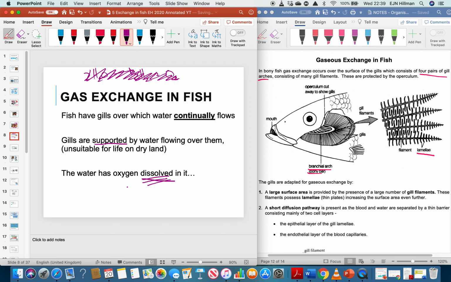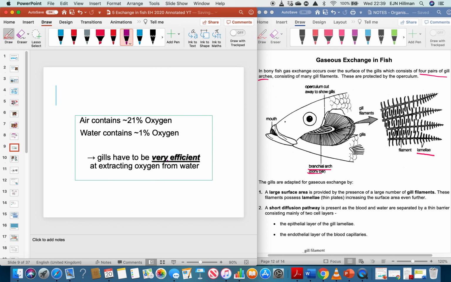Instead, you can consider the water that the fish is swimming in as a mixture, and in that mixture is some dissolved oxygen. But the oxygen content of that water is fairly low. Air contains about 21% oxygen at sea level. Water, perhaps 1% oxygen. And therefore, the gills have to be really efficient to extract the oxygen from the water.